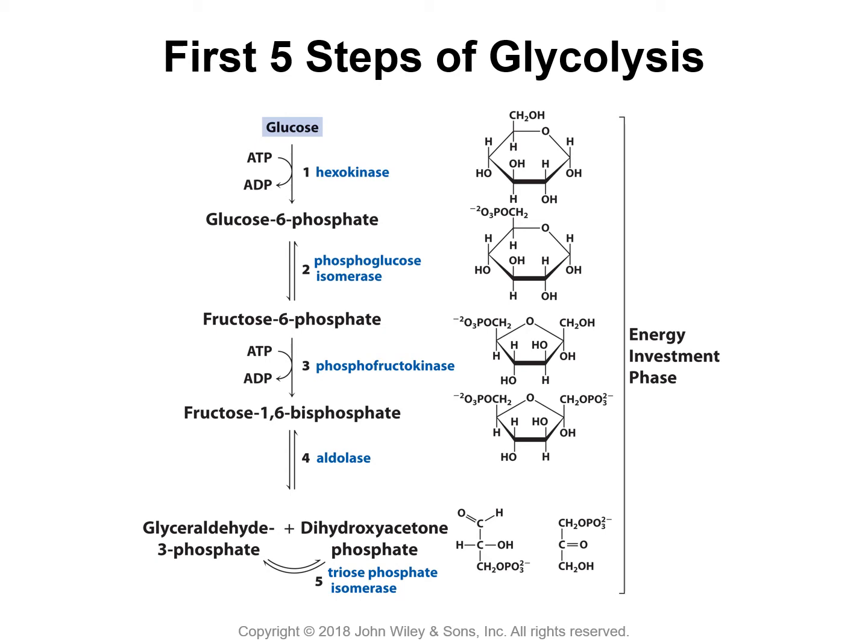These products of the aldolase reaction are both phosphorylated 3-carbon compounds, but only one of them, glyceraldehyde 3-phosphate, proceeds through the remainder of the path. Dihydroxyacetone phosphate is converted to glyceraldehyde 3-phosphate by triose phosphate isomerase. So these are the first 5 steps of glycolysis.